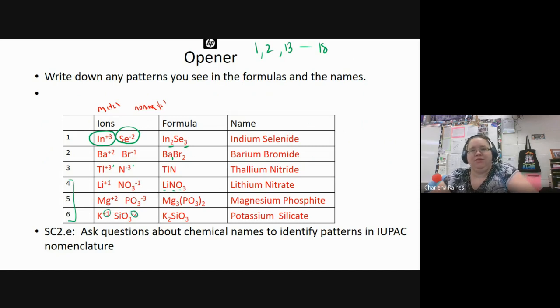A couple other things to notice is the names. All of the ones that have only 2 capital letters all end in the same thing. All of the ones that have 3 or more capital letters end in TE, and the ones that have only 2 capital letters end in IDE. Those are patterns that we can see in our nomenclature rules.